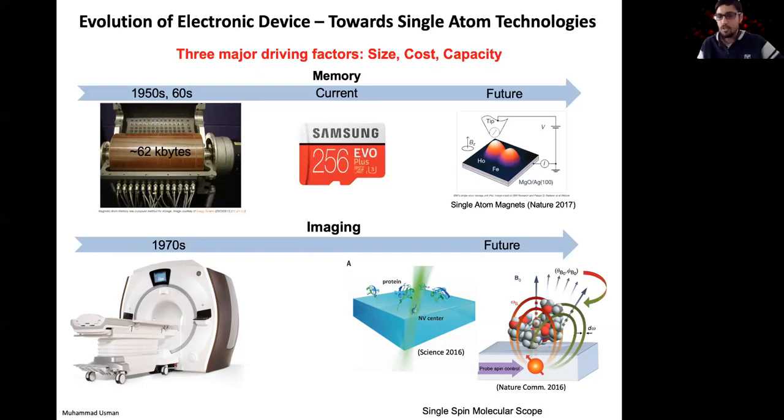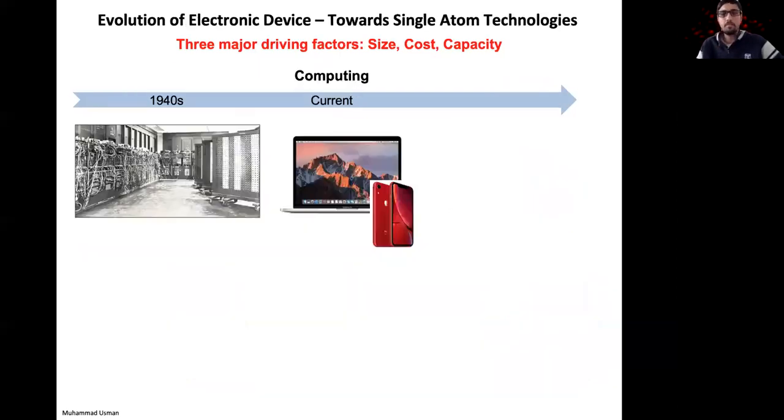So in the future, there is a hope that you will have single atom magnetic probes, which you can insert on your biological system, and you can basically image the biological systems at atomic level. So again, you can see that the size is becoming very, very small. The efficiency or the capacity is increasing, and hopefully the cost will be very small too, because they will be made up of single atoms, very small sizes.